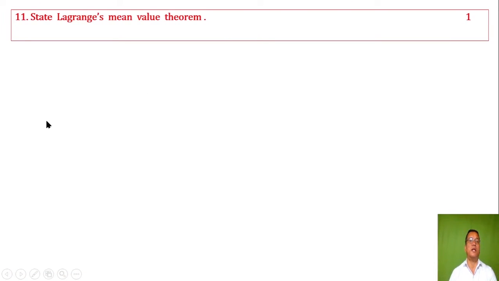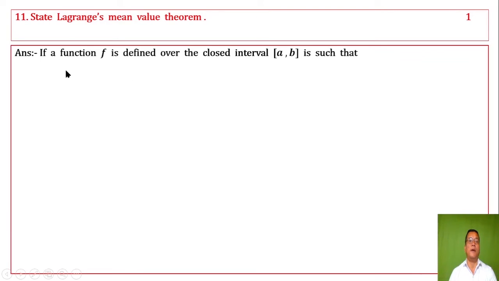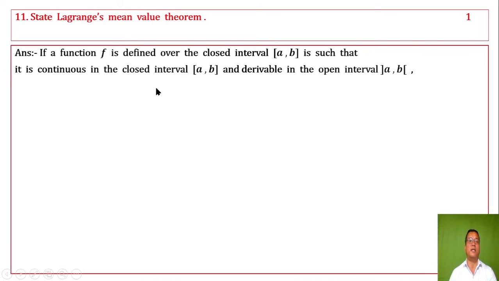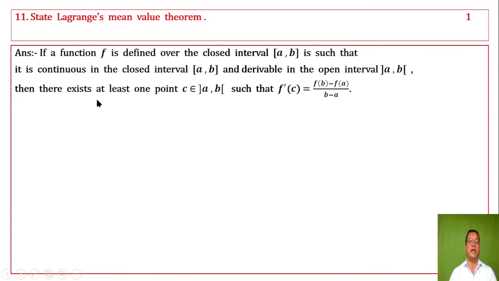Question number 11. State Lagrange's mean value theorem. 1 mark. If a function f defined over the closed interval [a, b] is continuous in the closed interval [a, b] and derivable in the open interval (a, b), then there exists at least one point c belonging to the open interval (a, b) such that f dash of c equal to f of b minus f of a whole divided by b minus a.